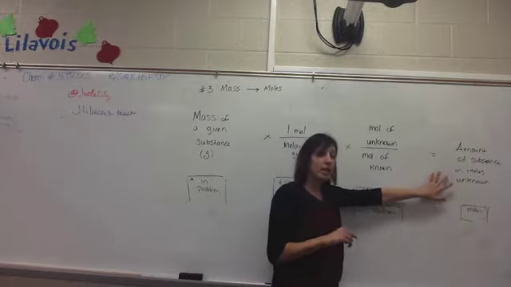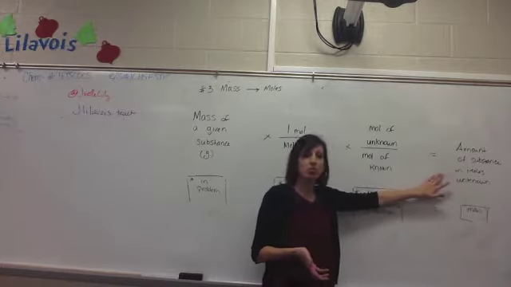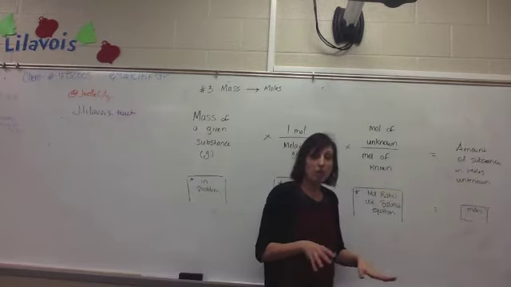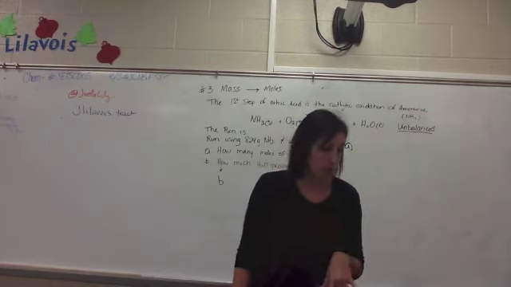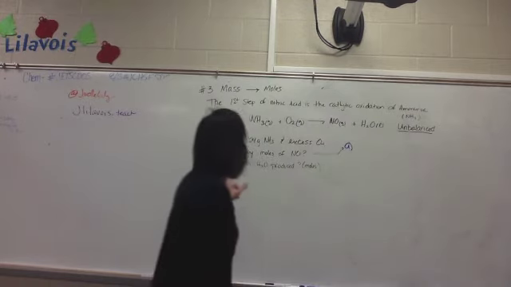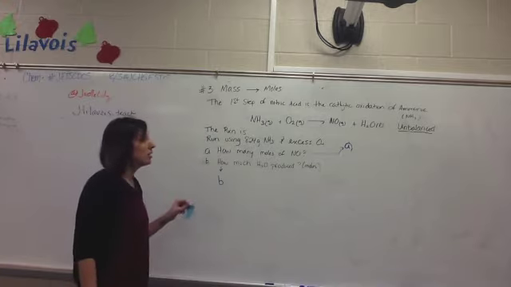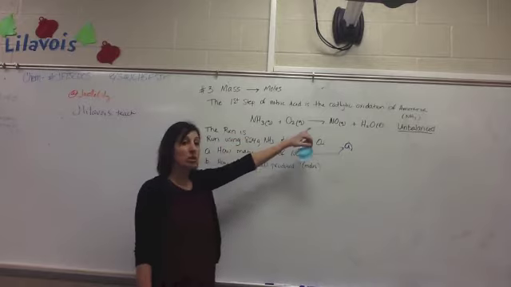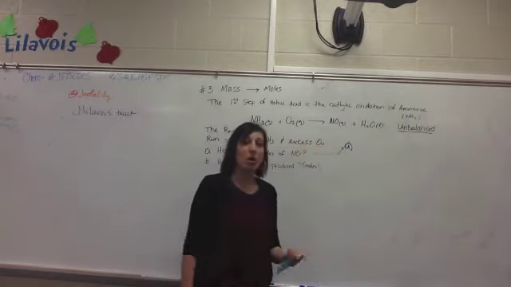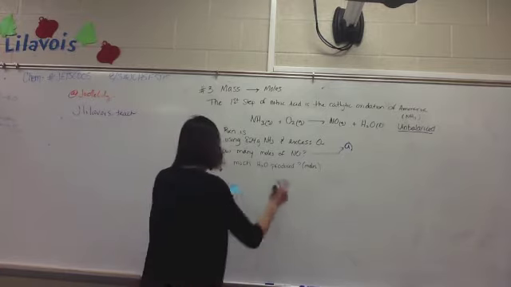In the end, you're going to get an amount of a substance in moles, it's measured in moles, and then you are completely done. So now we're going to do an example. This first problem that's in the textbook, which is on page 309: the first step of nitric acid, the catalytic oxidation of ammonia, is as follows. We have NH3 plus O2 yields NO plus H2O. However, this is unbalanced. So I'm going to go ahead and balance it for you.